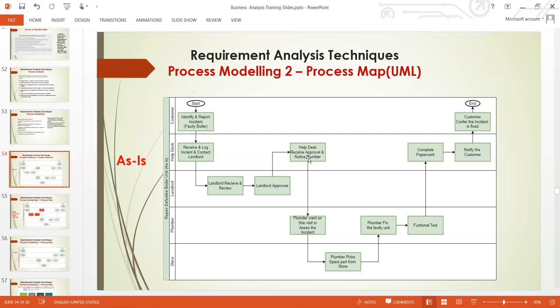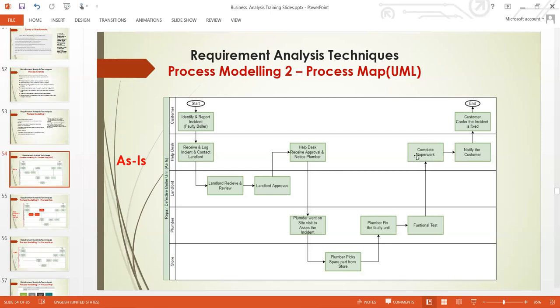And then after receiving the approval, the help desk contacts the plumber to let the plumber know there is a faulty plumbing unit within the real estate. The plumber then visits the site for assessment. After assessing the faulty boiler, the plumber finds out that there is a faulty unit within the boiler that needs to be changed. The plumber then moves straight to the storeman to pick the spare parts, and after that goes back to the facility to fix the boiler. After fixing it, the plumber conducts a test to make sure that it's working. After the functional test and everything working fine, the plumber reports back to the help desk to do paperwork.